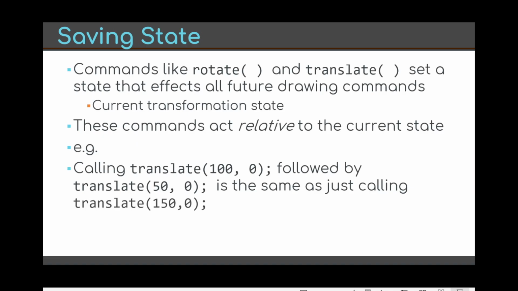All right, so the last thing we'll touch on here before we head over is that commands like rotate and translate set a state, right? Just as we've been talking about in these examples, they're relative to one another. So calling translate 100, 0, and then calling translate 50, 0 would have the same result as calling translate 150, 0. They're additive operations that act sensibly.